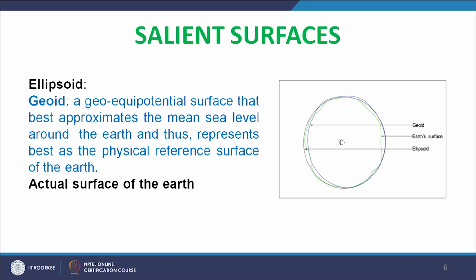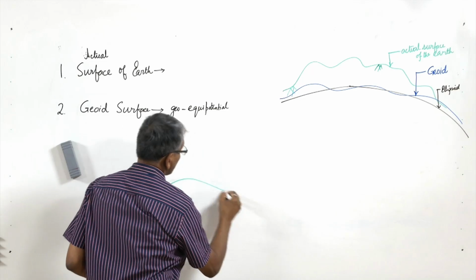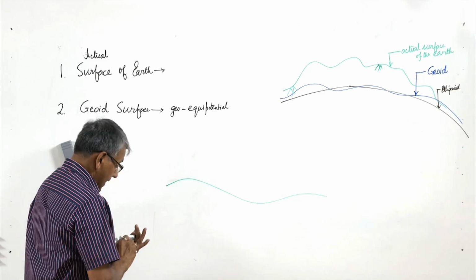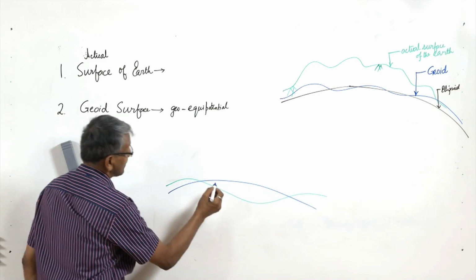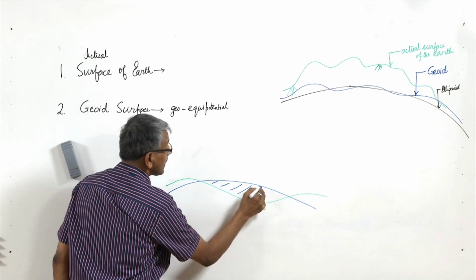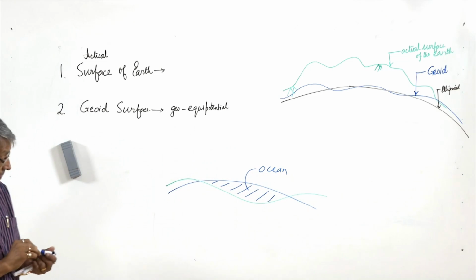But here you can see that sometimes the earth surface goes down and the geoid surface goes up, that means in all this area we have the sea surface. Now, wherever we find the surface of the earth is like this and the geoid surface is like this, that means this area is having ocean, water bodies.